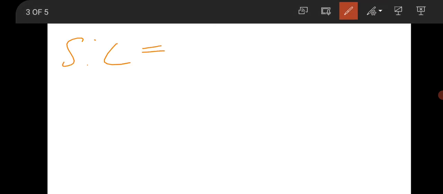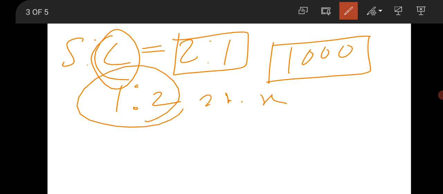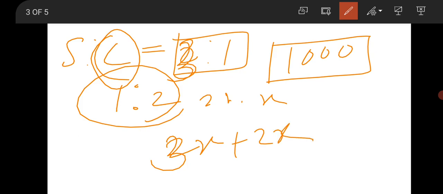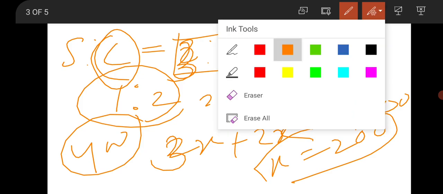Then there is a mathematics question. It was stated that sand and cement are utilized in the ratio of 2:1 for the construction of a building, and the cost ratio is 1:2. A total of 1000 money is used for this construction. How much is the cement cost? Basically it will be 2x and x. The cost ratio is 1:2, so it will be 2x plus 2x. It was 3:1, I think, so it will be like 3x plus 2x. If you multiply the cost, it will be 1000. So x is 200, and your cement cost is 2x, so it will be 400. So 400 will be the answer for this question.